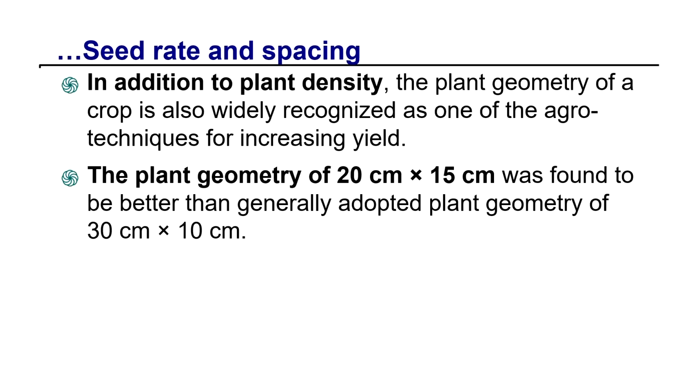In addition to the plant density, the plant geometry of a crop is also widely recognized as one of the agro techniques for increasing the pod yield. The plant geometry of 20 by 15 centimeter was found to be better than generally adopted plant geometry of 30 into 10 centimeter. It depends upon several factors. You cannot say that this kind of spacing will fit under all conditions.